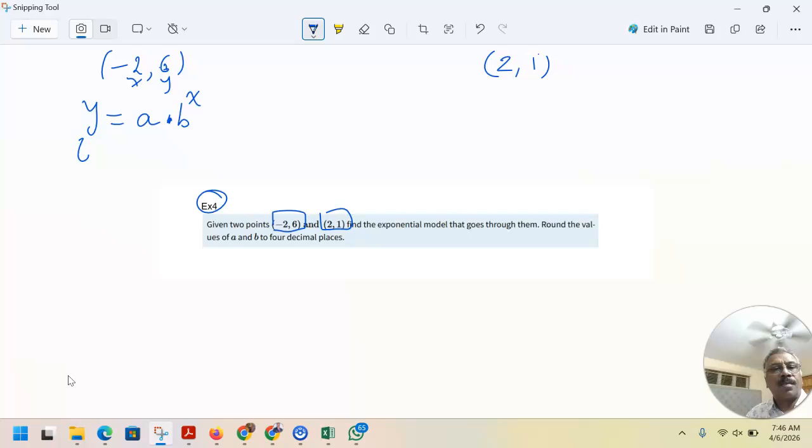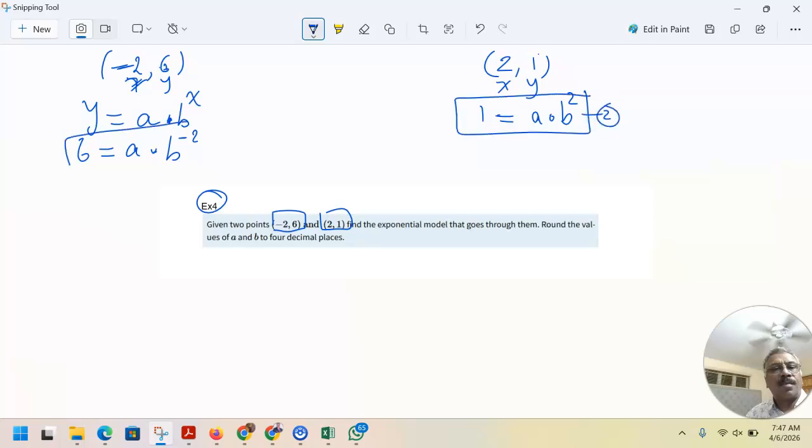So that will be 6 equals a times b raised to -2. So this is the -2 for x. And the second time you plug in, this is x and y. So y is 1 equals a times b raised to 2. Now, what you do next is, this is equation number 2. This is equation number 1.